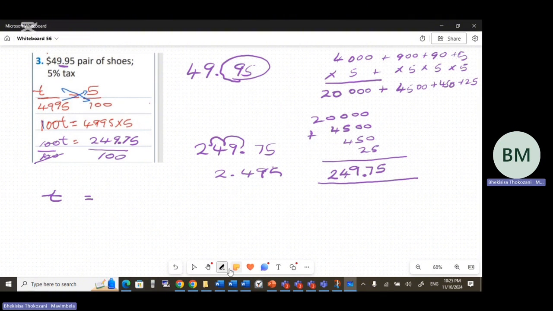I was looking for that eraser. I don't know where it is here. Oh, I got it.